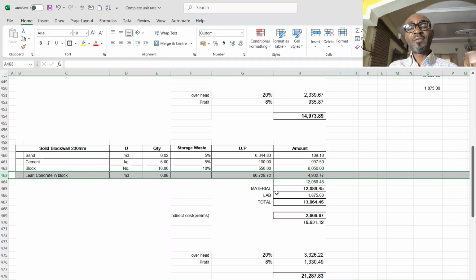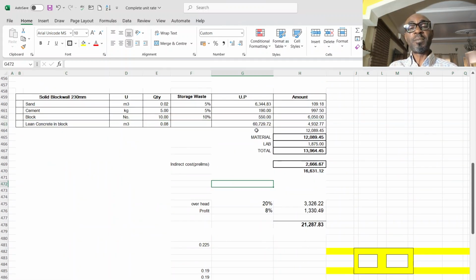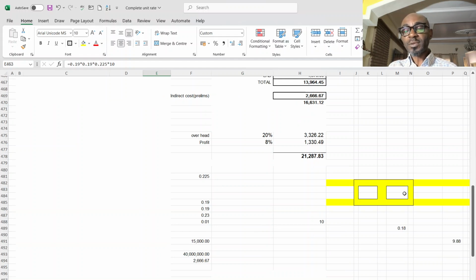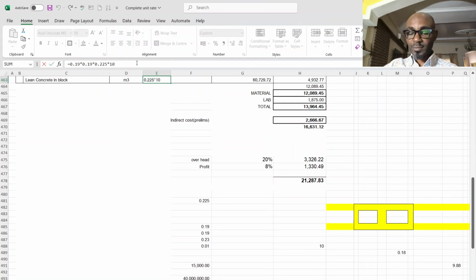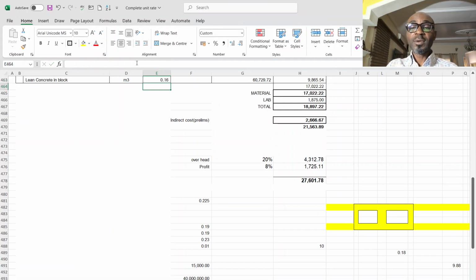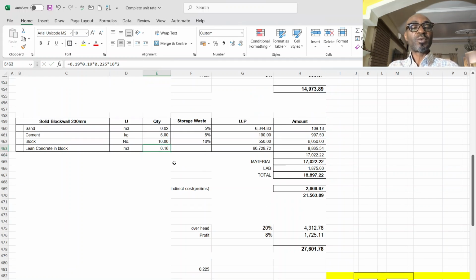Then for the solid block, the only difference between the hollow and the solid is the cost of concrete. I'm now taking this void and going to fill these voids with concrete. So I get this cubic meter of 1 multiplied by 225 by 10. So I have 2 in 1 times 2, and for 1 square meter I'm going to use 0.16 cubic to fill the holes.